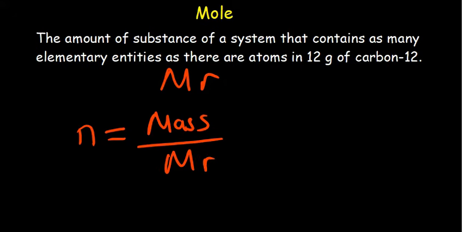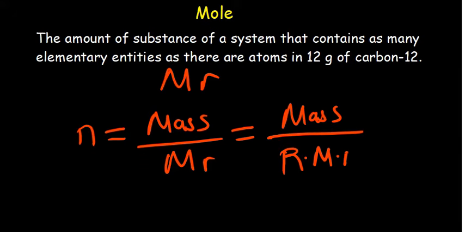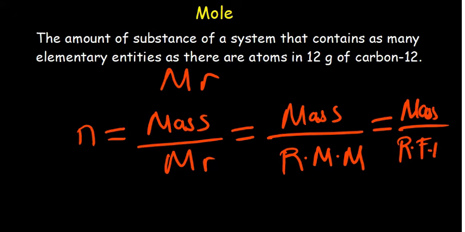So this formula can change to mass over relative molecular mass in a case where you are talking about a molecule. It can also be mass over relative formula mass when you're talking about a compound. All the same, the mass is always going to be on top.